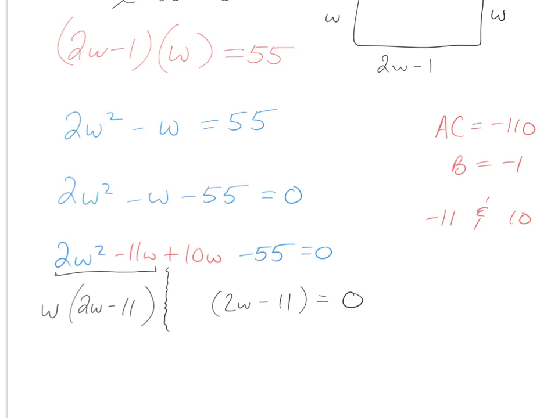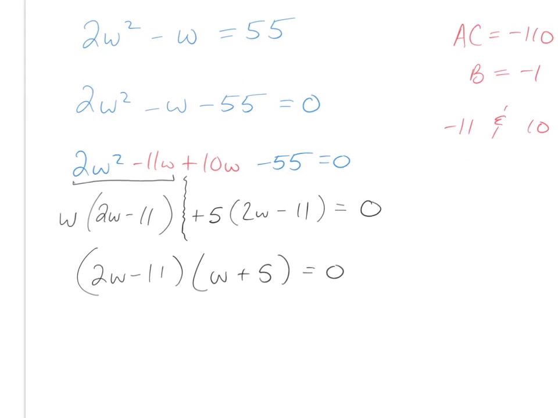A 5. Positive or negative? That would be positive, right? Think about it. You start with positive 10. You want it to be positive 2, so you have to take out a positive. Start with a negative, you want it to still be negative, take out a positive. So our answer, we take out a 2w minus 11 out of both, and we're left with w plus 5.